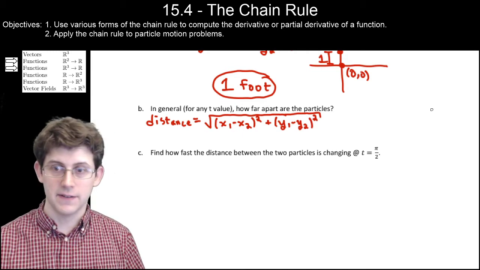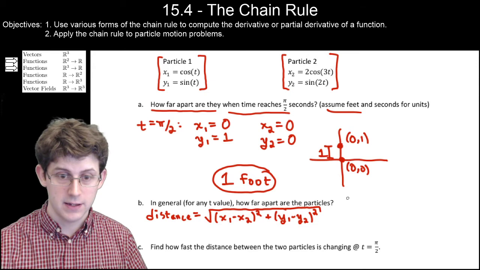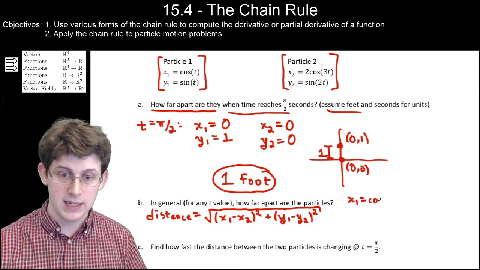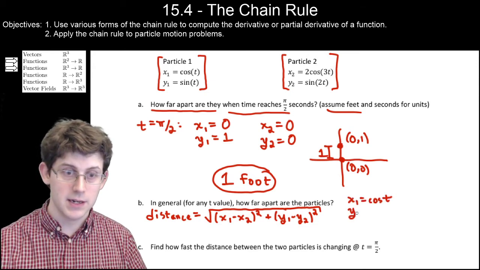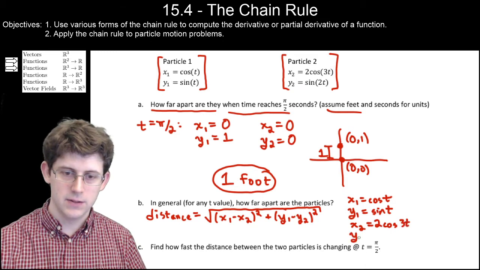Just so that I don't have to scroll up and down all the time, I think I will copy them down. So x1 is cosine t, y1 is sine t, x2 is 2 cosine 3t, and y2 is sine of 2t.